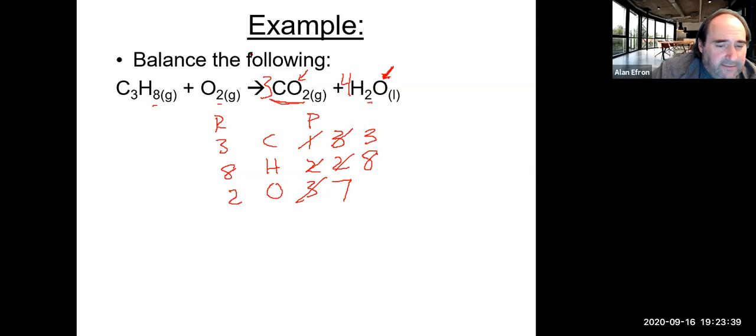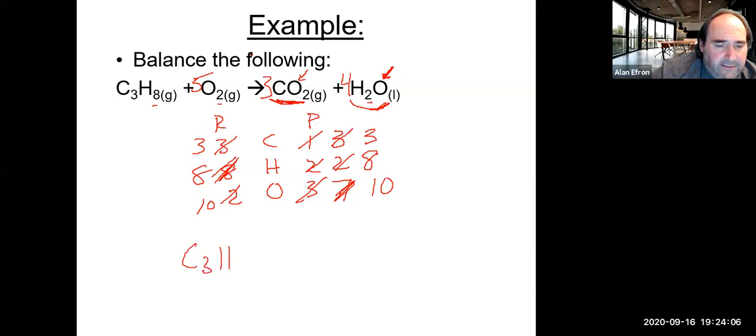Oxygens is 3 times 2, which is 6. And 4 times 1, which is 4. That is 6 and 4, which makes 10 when you add those together. And lastly here, to fix the oxygens, I can now simply go to the other side and put a 5 in front of it. And that's going to give me 3 carbons, 8 hydrogens, and 5 times 2 is 10.